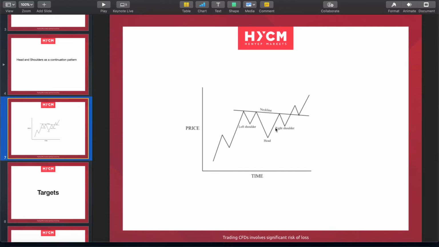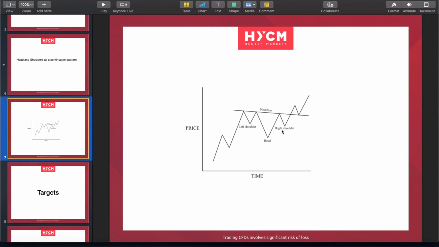Now, the entry is very similar to my previous video on the head and shoulders pattern. Please do look on the blog, go back and refer to that because we've gone into that in some detail about how to enter, exits, targets. I will just briefly go over it now.